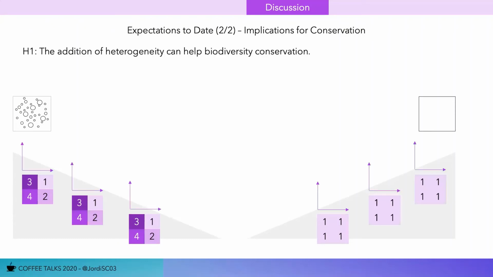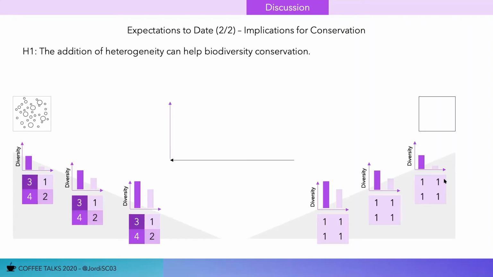First, we're looking at diversity. We expect to see that heterogeneity increases diversity throughout the rocky shore. In dark purple, we have the diversity corresponding to heterogeneous environments. In pink, I'd say, corresponds to the diversity in homogeneous environments.